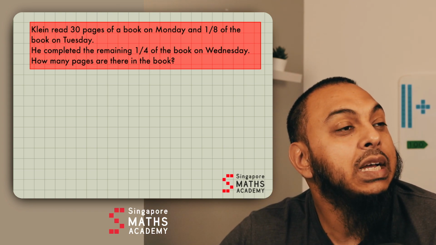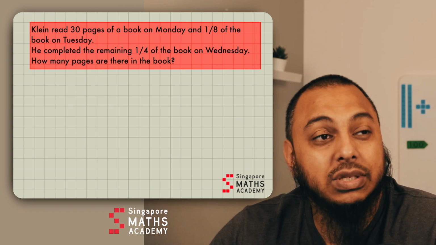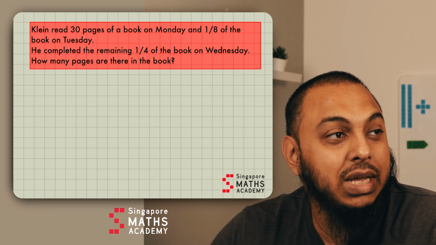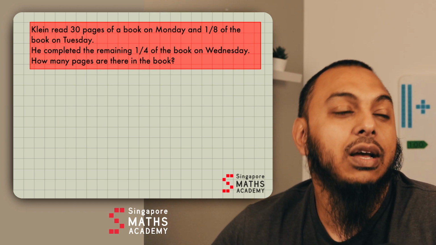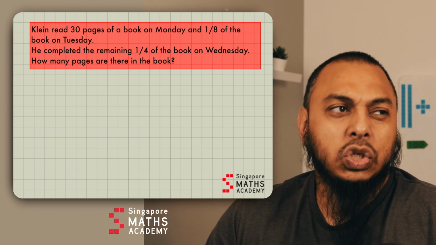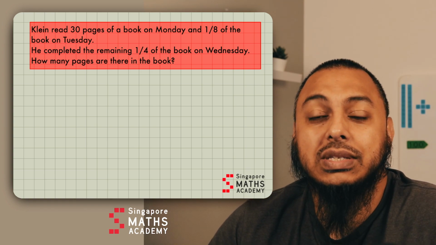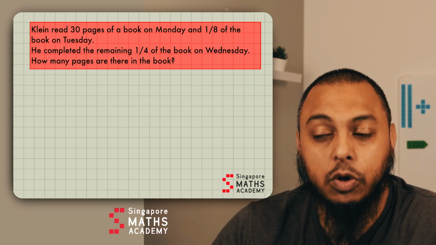It says Klein read 30 pages of a book on Monday. Then it goes on to say he read an eighth of the book on Tuesday, and then a quarter, the quarter that was remaining, on Wednesday. And this question is a fraction question. So what I like to use for fraction questions is our trusted tool, which is the bar model approach.